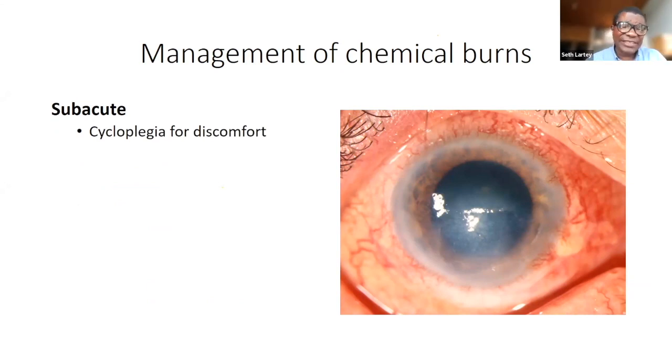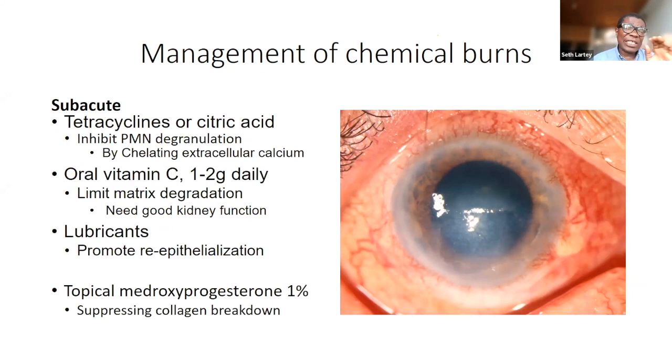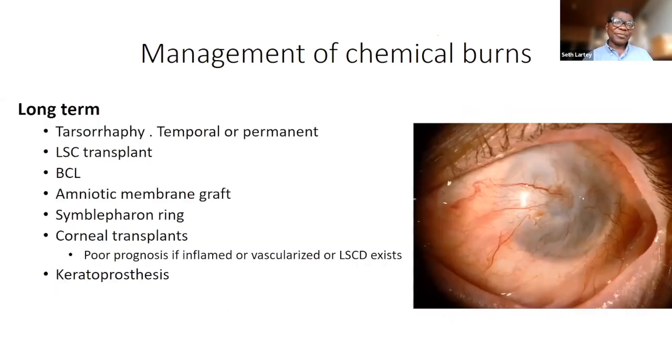In the subacute phase, of course, you want to give a cycloplegic for discomfort. Also tetracycline or citric acid, these inhibit PMN degranulation by chelating calcium. Oral vitamin C is very important. It limits matrix degradation. Plenty of lubrication promotes reepithelialization of the ocular surface.